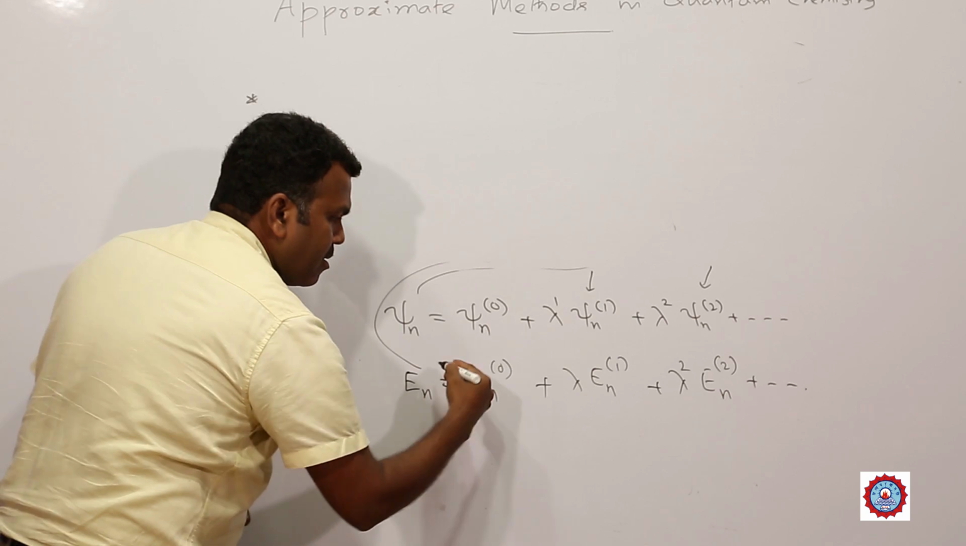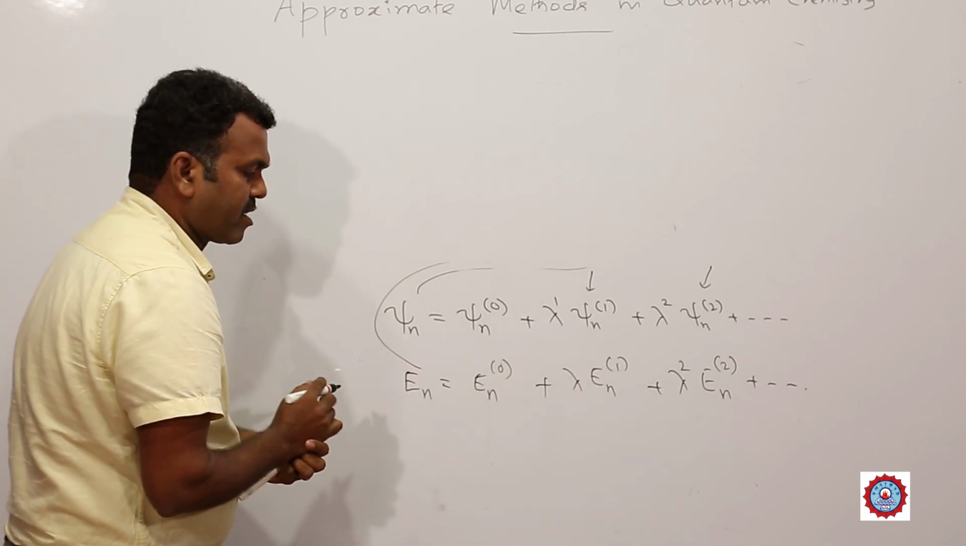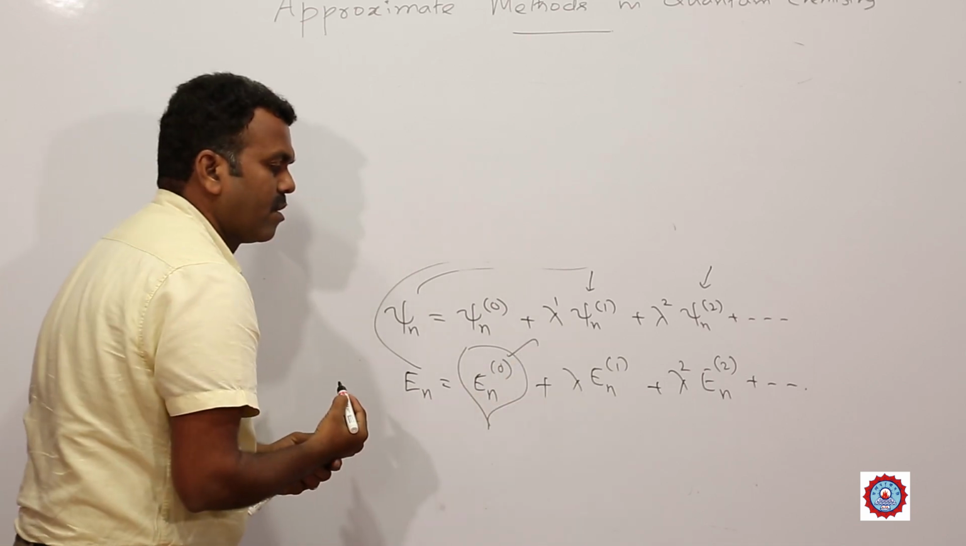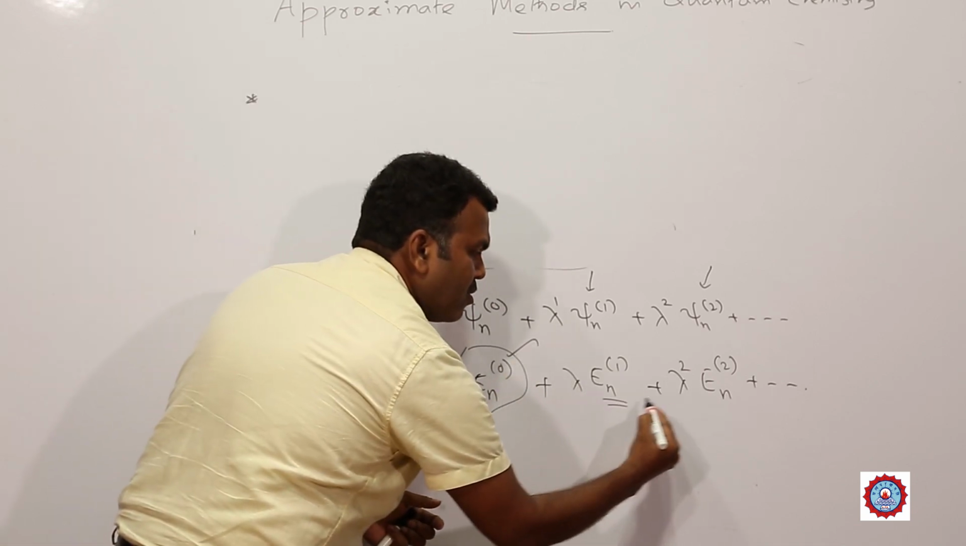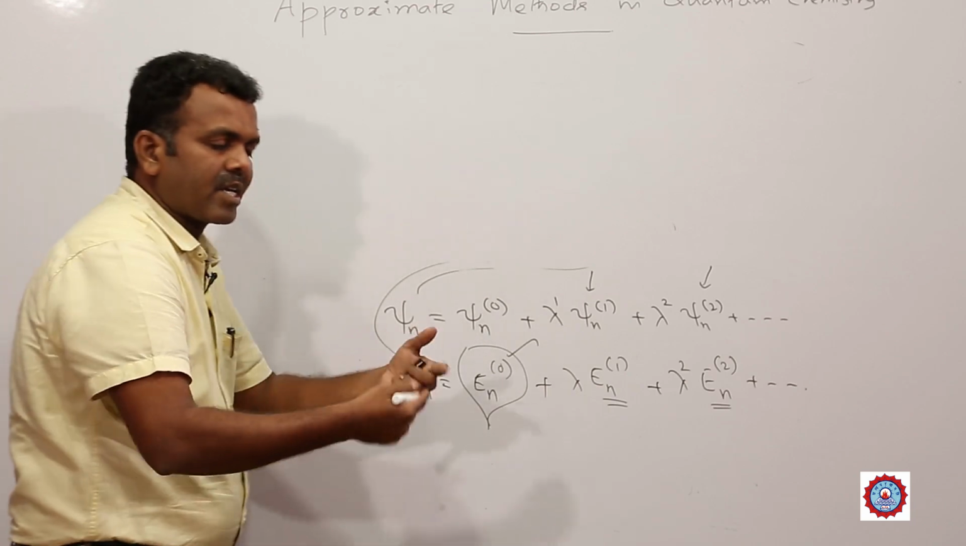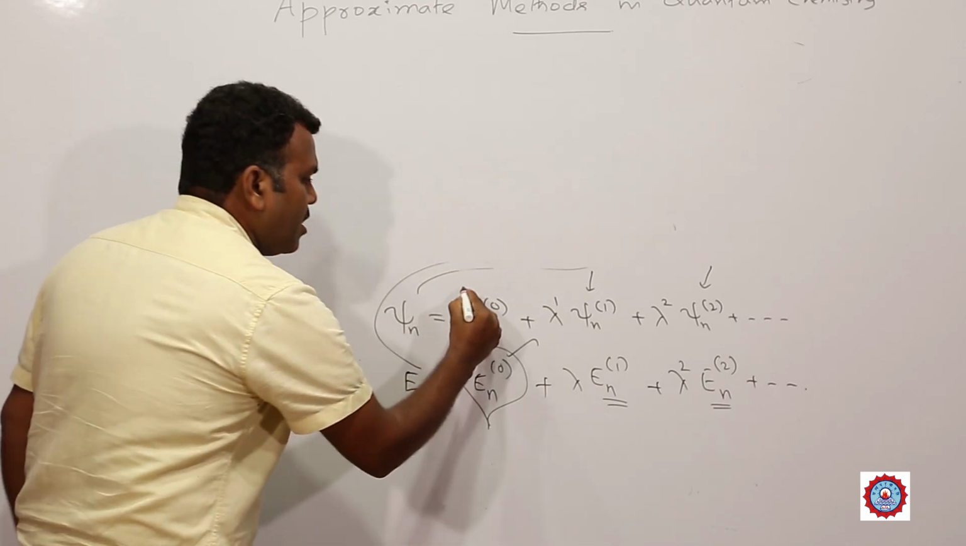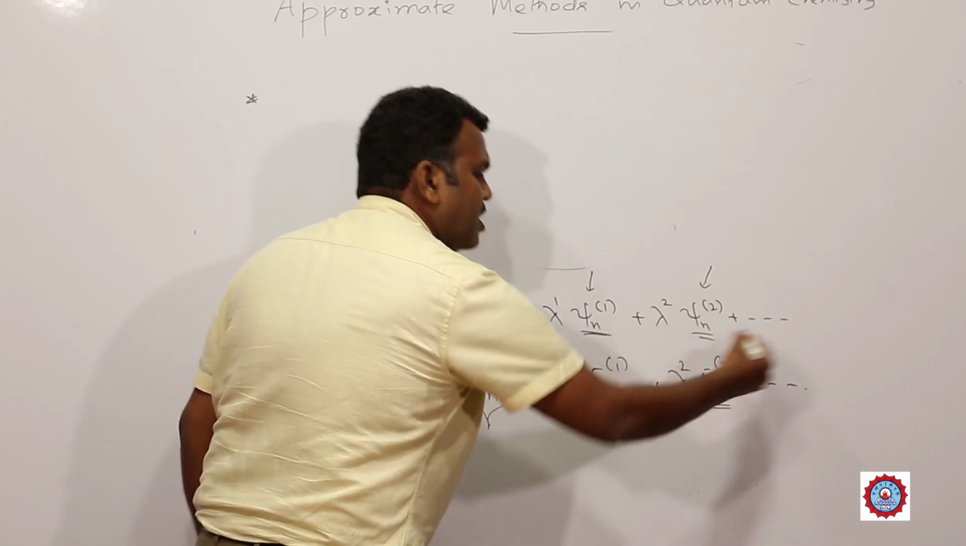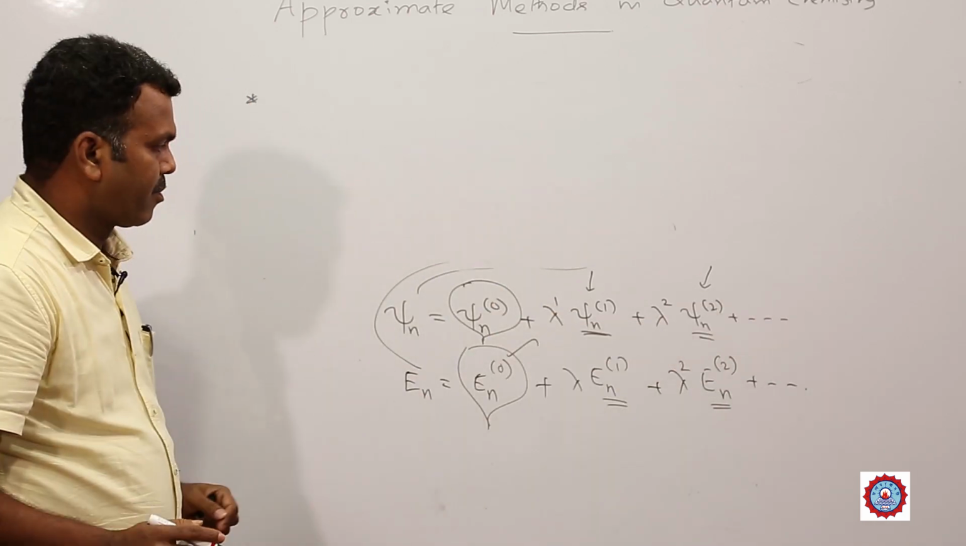Listen, before going further, keep this in mind, this is already known. Okay. What we must know? We must know the correction terms. Similarly, here this term is already known. Okay. So, what we have to do? We have to calculate these correction terms. This is our goal. Okay.